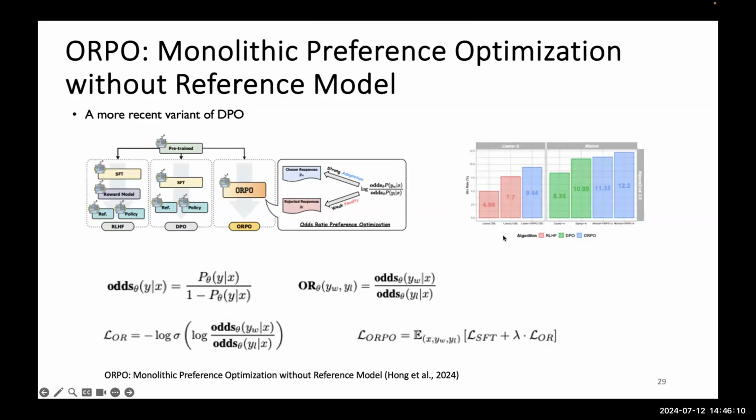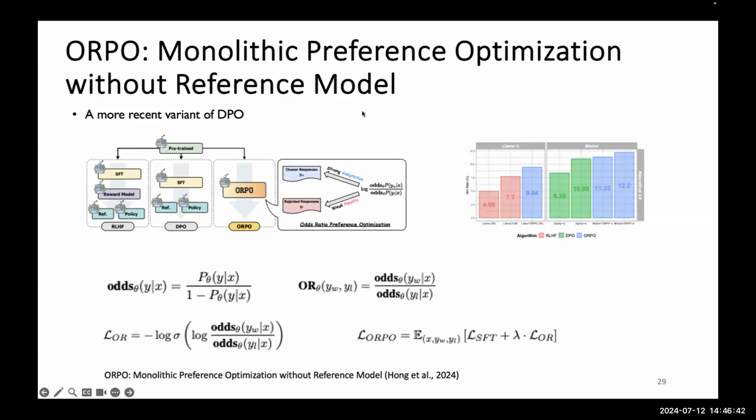But what they show is that the generation is also doing better than DPO for the different models that they considered. I think they consider the Llama family, Zephyr and Mistral. And these are the AlpacaEval results that they show. They show that ORPO is doing slightly better than DPO.